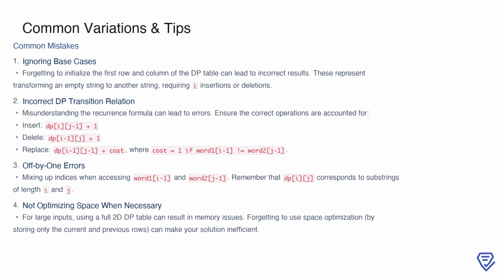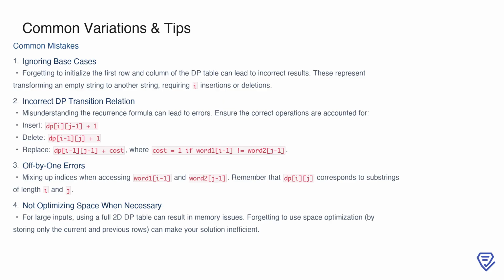Another common mistake involves misunderstanding the dynamic programming transition relation. For each cell, you need to account for 3 operations: an insertion, which corresponds to the value in DP[i][j-1] plus 1, a deletion, which corresponds to DP[i-1][j] plus 1, and a replacement, which involves the diagonal value DP[i-1][j-1] plus a cost. The cost here is 1 if the characters being compared are different, and 0 if they are the same.